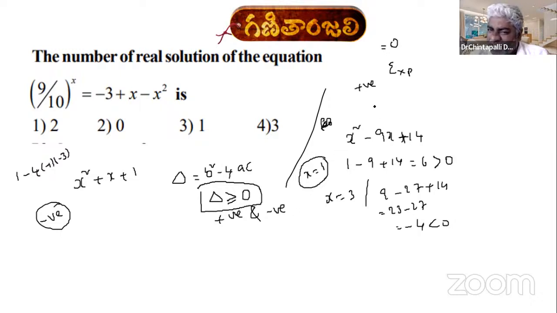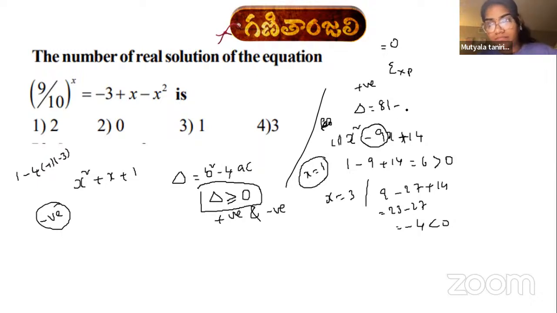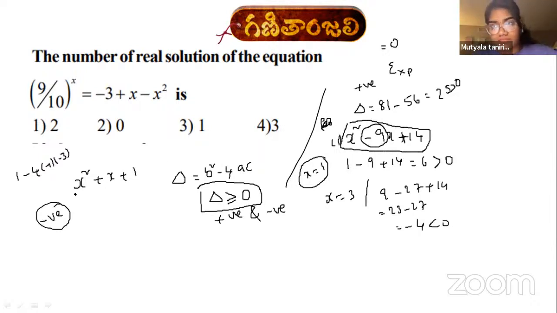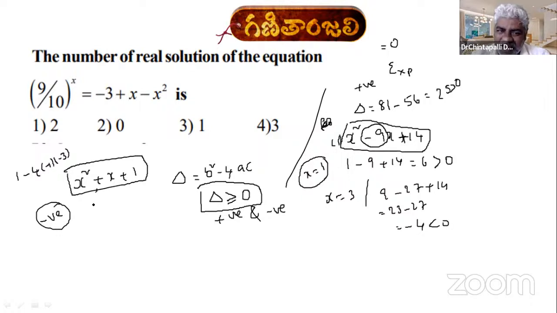For example, if we take this equation, what is delta? b square is 81, minus 4ac, 4 times 1 times 14, which is 56. What is 81 minus 56? 25. Is 25 positive or negative? Positive. That's why this expression has both positive values and negative values. If we take this expression, what is delta of this equation?